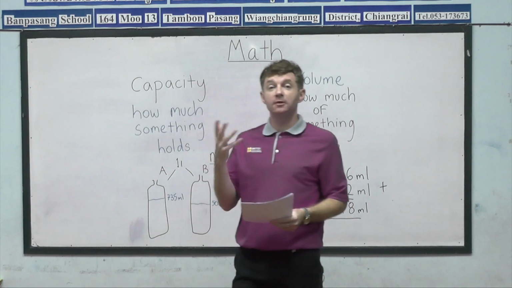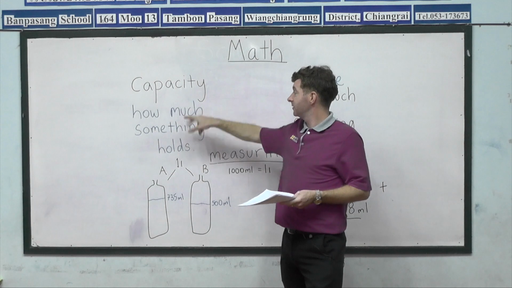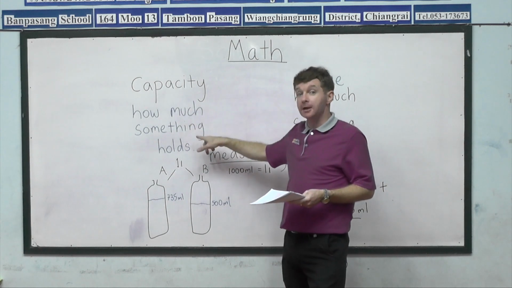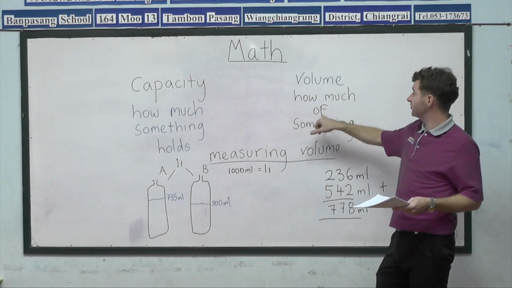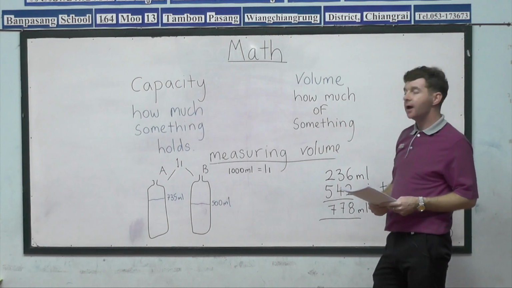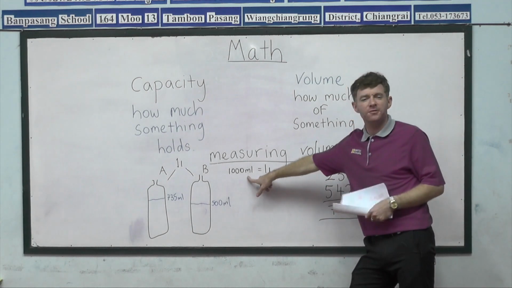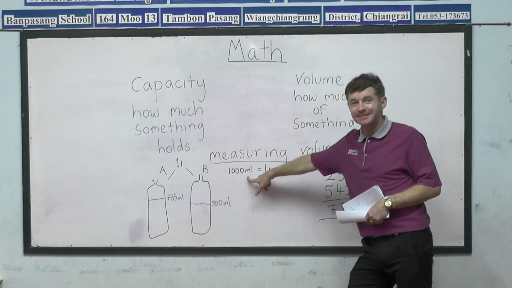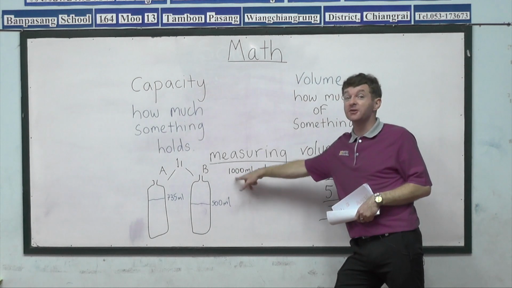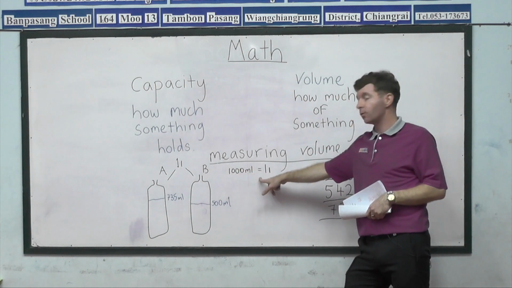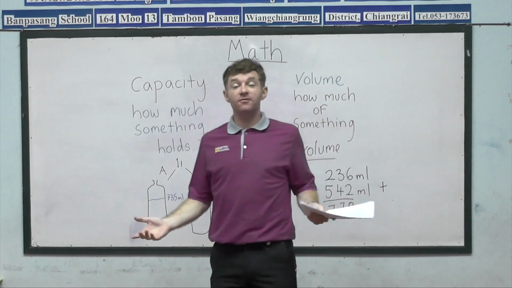Before we finish today, we'll just recap once more. Capacity: how much something holds. Volume: how much of something. And what units of volume are we looking at? ml. What is ml? Milliliters. What's L? Liters. And 1,000 milliliters equals 1 liter. Excellent. Well done.